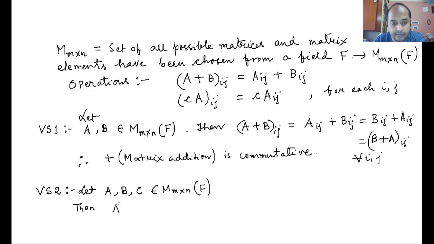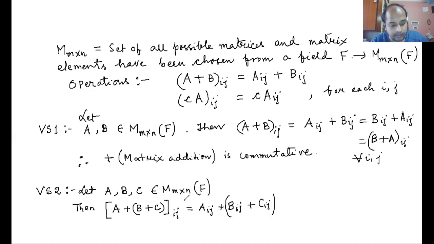Then I can consider this (A plus B) plus C, ij. Now you can consider A plus B to be one matrix and C to be another matrix. So by definition of the matrix addition, I can write it as (A plus B)ij plus Cij. Since A plus B is one matrix and C is another matrix, I can write it by the definition provided in the question.